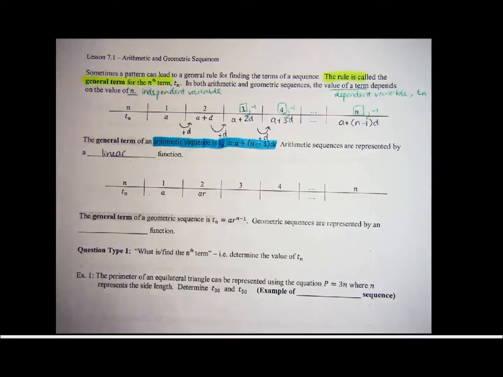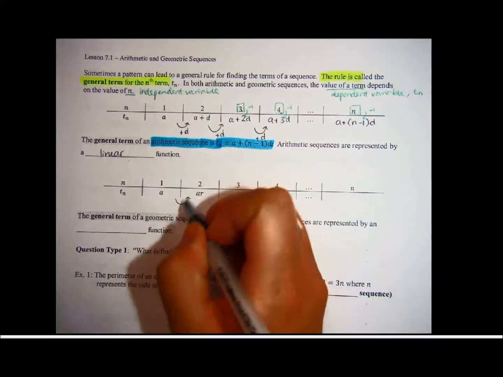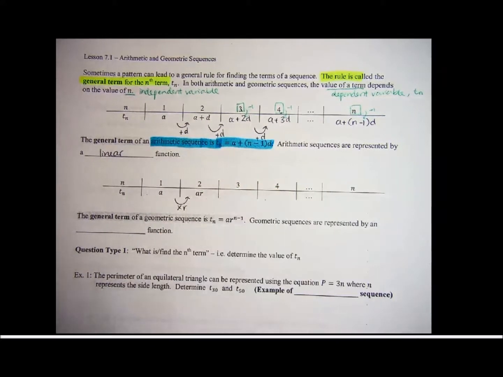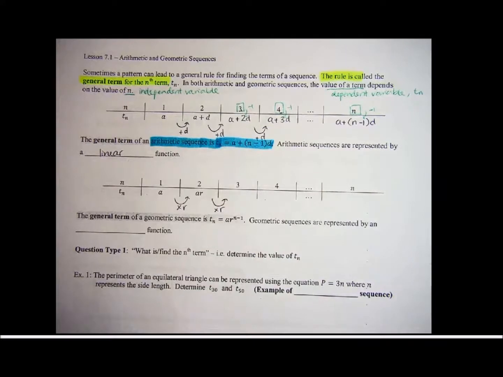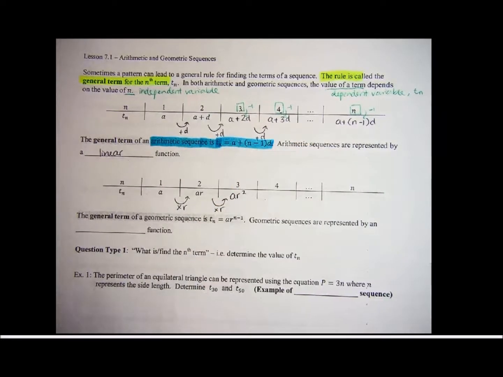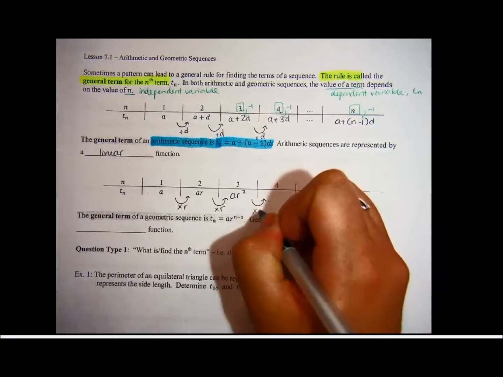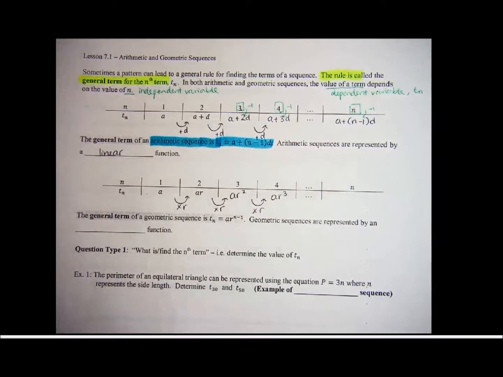All right, for a geometric sequence now, again, we start with the initial term of a. In order to get to the next term, we need to multiply by some constant value r. So the second term is ar. To get to the third term, we would multiply by another r. If we simplify, that would be ar squared. To get to the fourth term, we multiply by another r, and we end up with ar cubed.